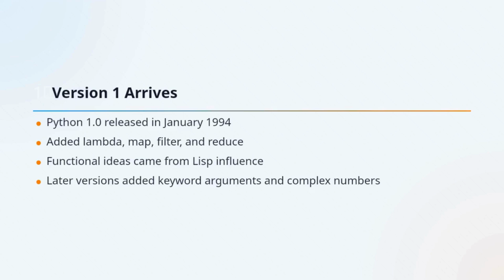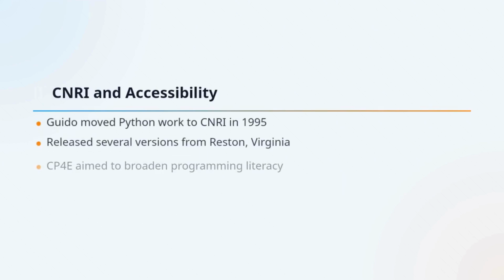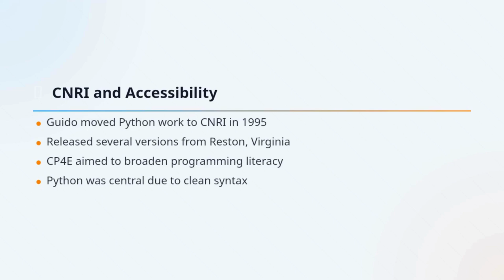language more expressive. This period showed Python becoming both practical and flexible, while still keeping its clean style. After leaving CWI, Guido continued Python development at CNRI in Virginia. During this time, he also launched the CP4E initiative, which stood for Computer Programming for Everybody.